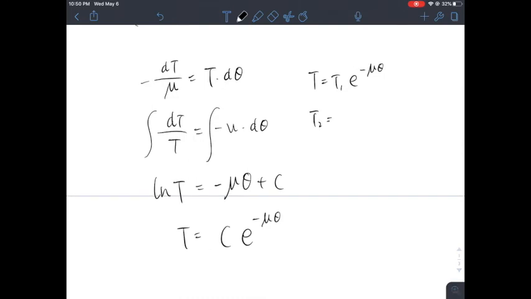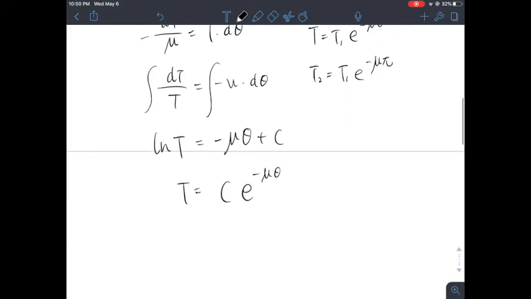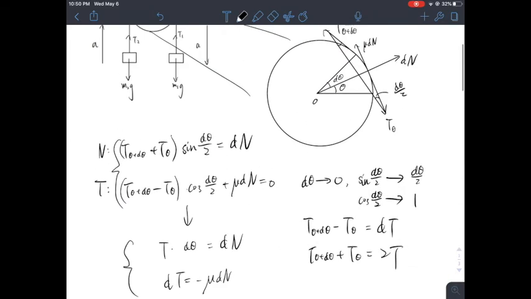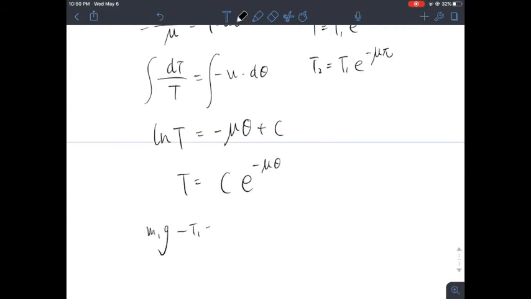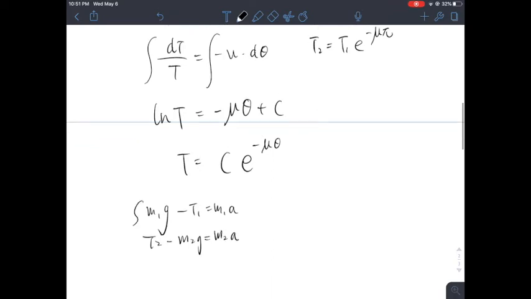The change of the tension force, on the left-hand side, will be tension final minus tension initial, and we know that T2 will be the smallest force and T1 will be the largest force. So we can write out our expression: T2 equals T1 times e to the minus mu pi.